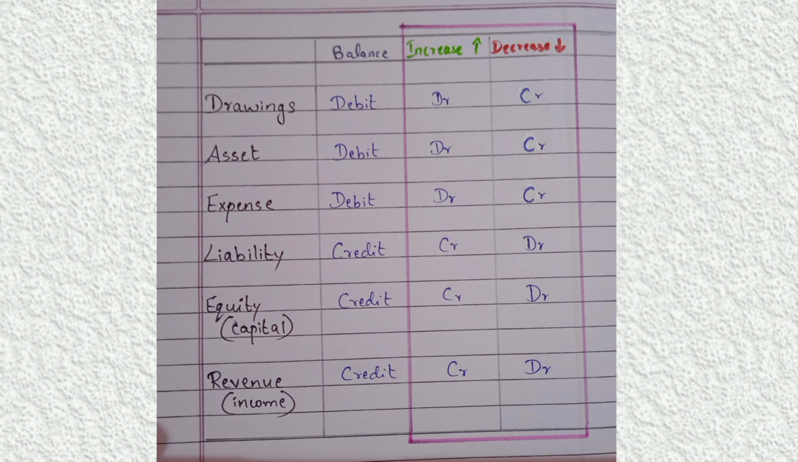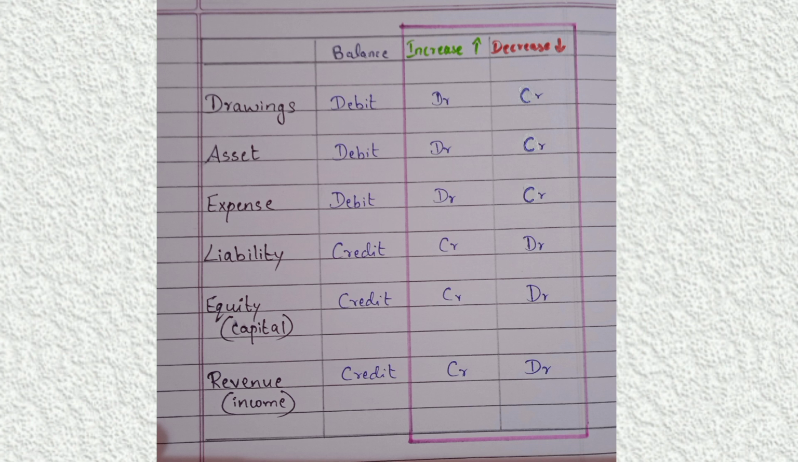Now, in the case of liability, when it increases, you have to credit it. When liability decreases, you have to debit it. When equity or capital increases, you have to credit it. When it decreases, you have to debit it. Now, revenue: when it increases, you have to credit it, and when it is decreasing, you have to debit it.